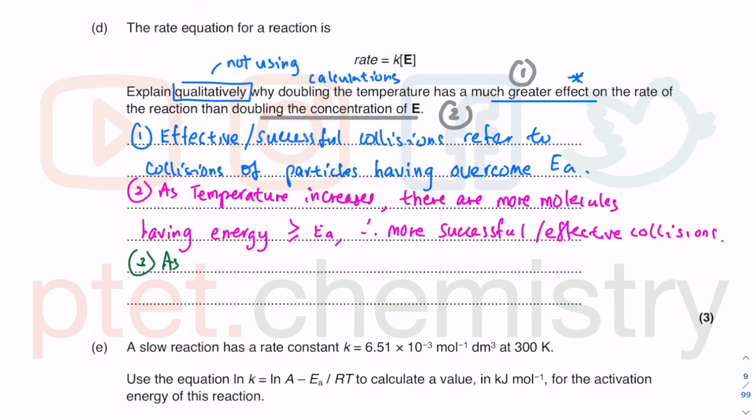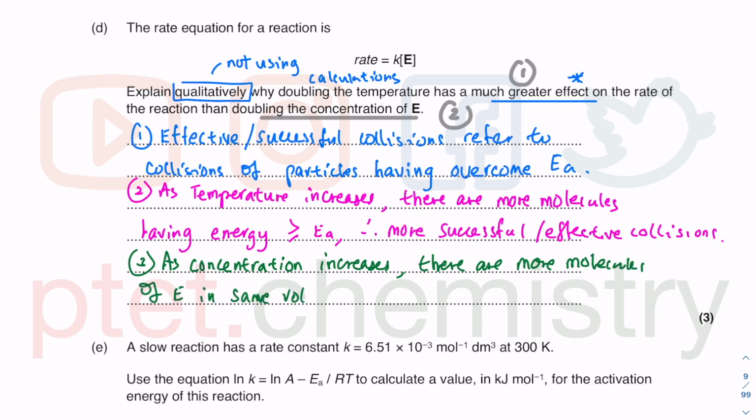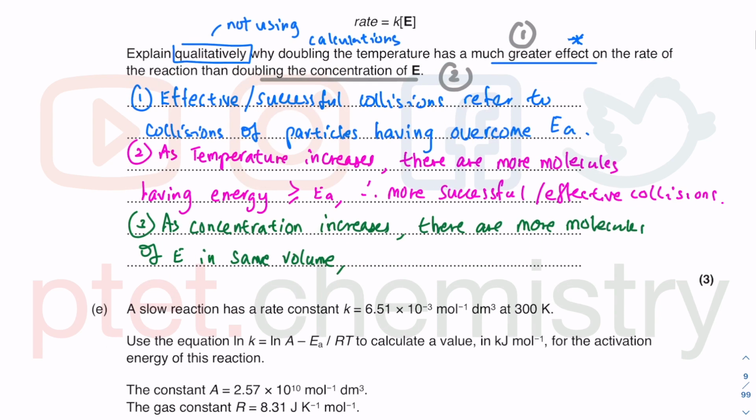So concentration is just to do with the number of particles. You don't change the amount of energy at all. There are more particles, there are more molecules of E in the same volume, so there are more of it because mole per dm cube, right? So there are a greater number of particles, a greater number of molecules per unit volume, but all of them still have the same energy. So you still get the same proportion of effective collision.